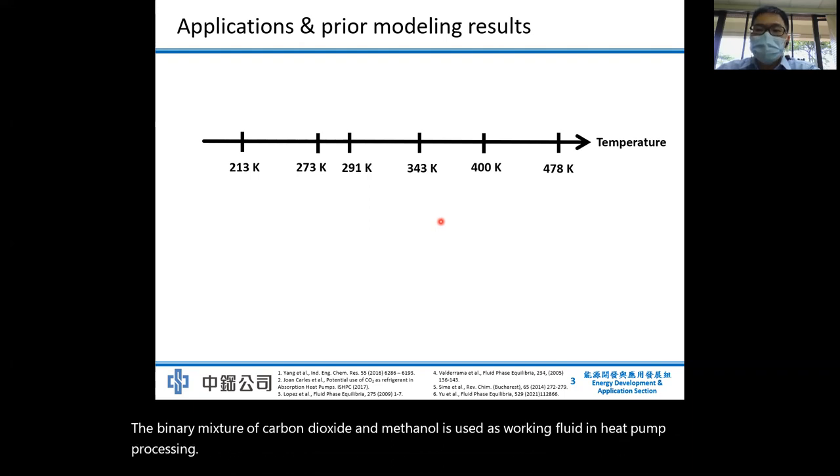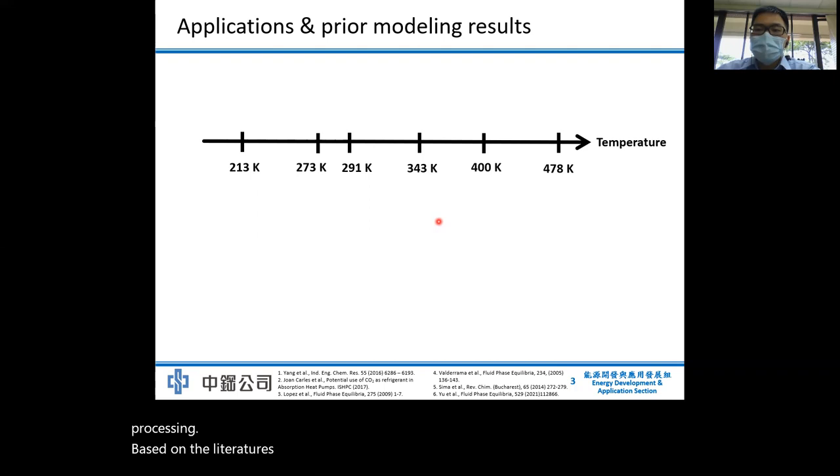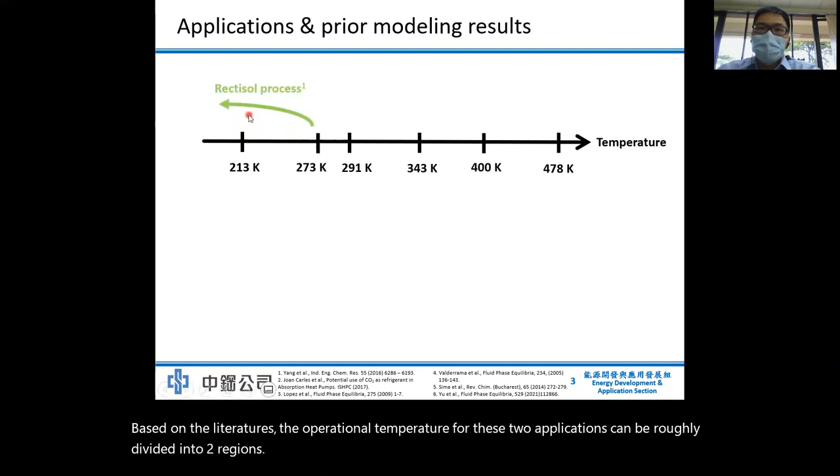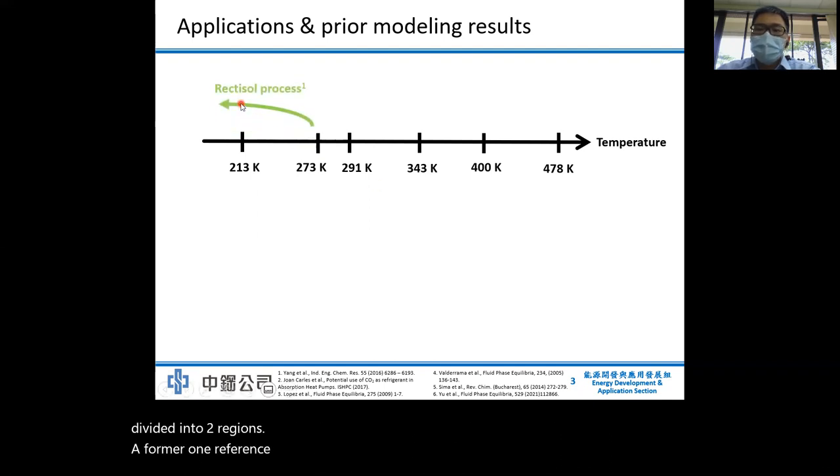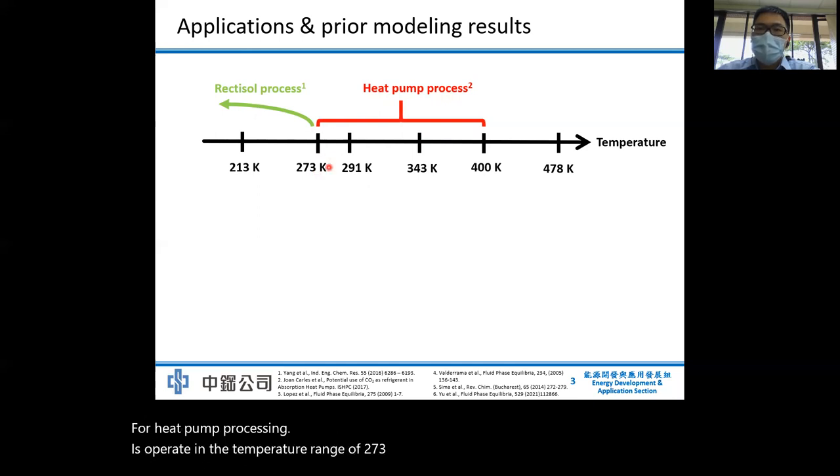Based on the literature, the operational temperature for these two applications can be roughly divided into two regions. The former one, rectisol process, is typically below 273 Kelvin, whereas the latter one, the heat pump processing, operates in the temperature range of 273 Kelvin all the way up to 400 Kelvin.